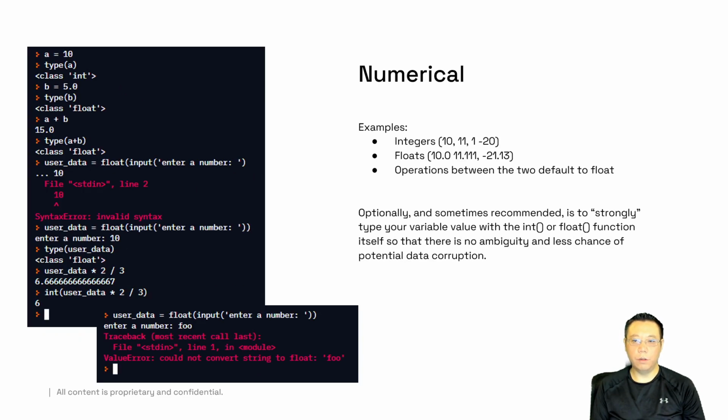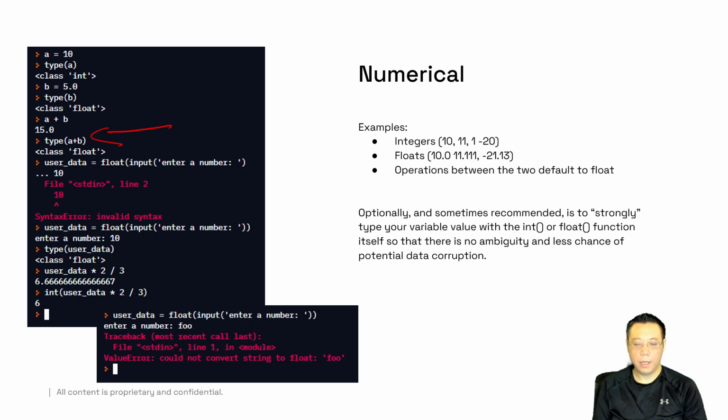Now, numericals include multiple types. Integers that you saw, which are whole numbers, floats, and then operations between the two. If you have integers and a float together using a division or multiplication, or even addition and subtraction, it will always default to the more precise one, which is float. Okay, so let's start off at the top. A equals 10, B equals 5, actually 5.0. A plus B, you have a float.